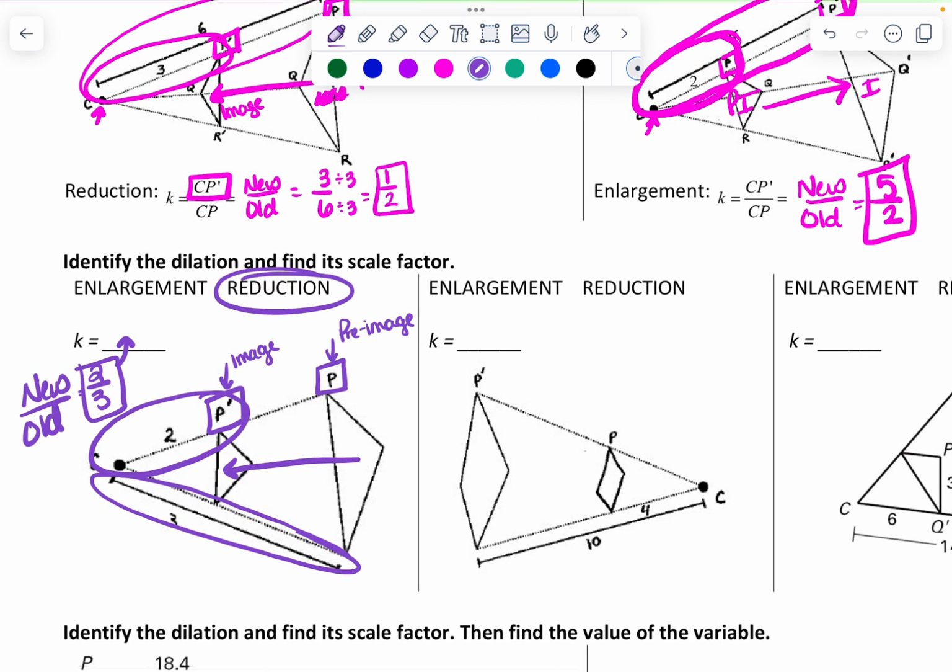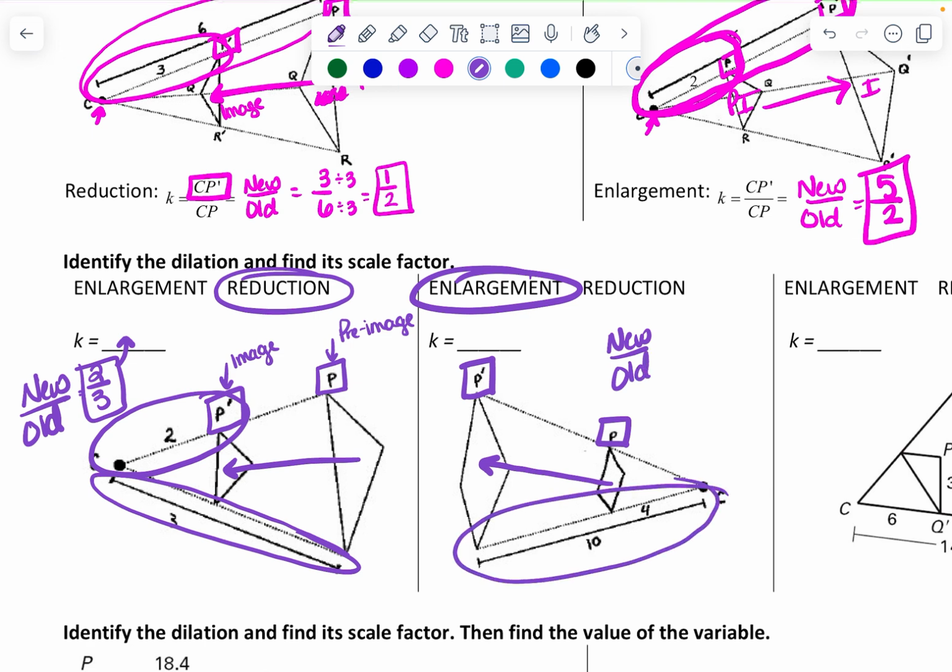Look at the notation. Here's my P prime. Here's my P. So it's going from P to P prime. So I'm going to draw in the arrow so I can clearly see it's going from the little guy to the bigger guy. This is going to be an enlargement. Let's find out how much it's enlarging. We're going to go new over old. So the length to P prime, the new one, is 10, over the length to the old one, regular P, is just 4.